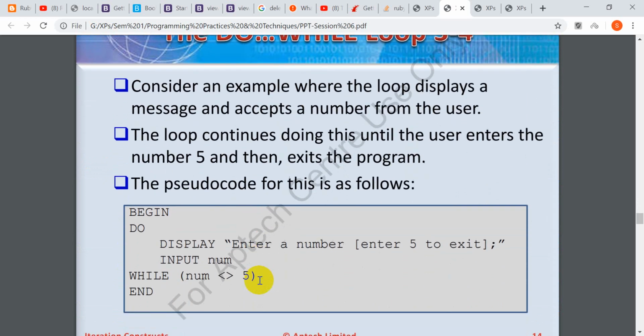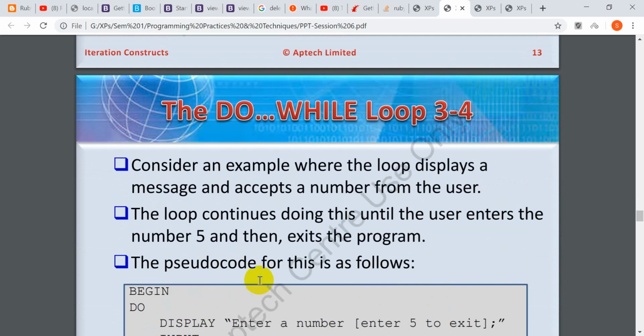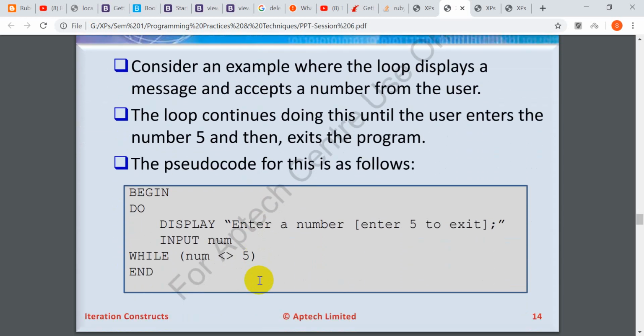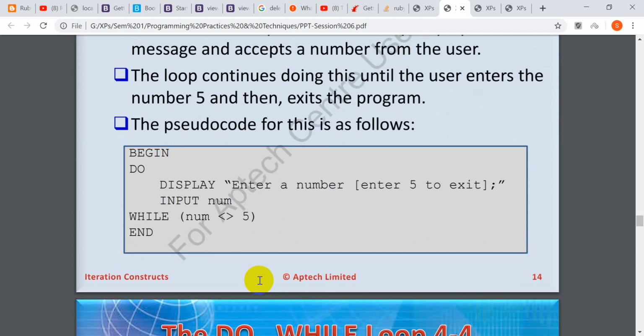And then here, misali, consider an example where the loop displays a message and accepts a number from the user. Shi kuma da just like ina irin wannan za a ce maka enter a number, enter your name. When you enter your name, they will try to enter your address. Enter your address, enter your village. So wannan repetition din they use do while loop. It executes the body first before the condition. Kin gane? The loop continues doing this until the user enters number 5 and then exits the program.